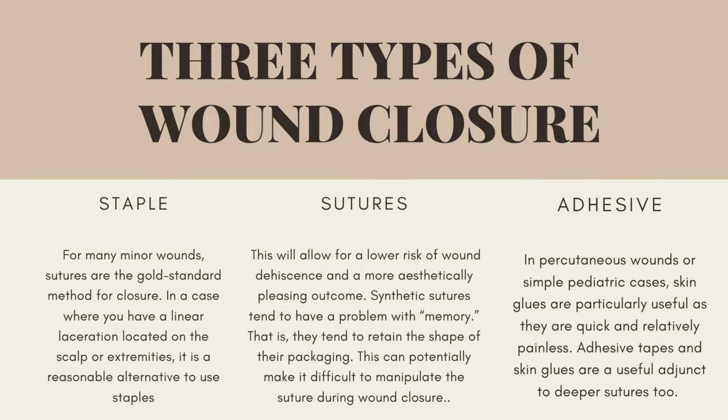There are 3 types of wound closure: staples, sutures, and adhesive. What are staples? For many minor wounds, sutures are the gold standard method for closure. In a case where you have a linear laceration located on the scalp or extremities, it is a reasonable alternative to use staples. The advantage is that they can be placed quickly.